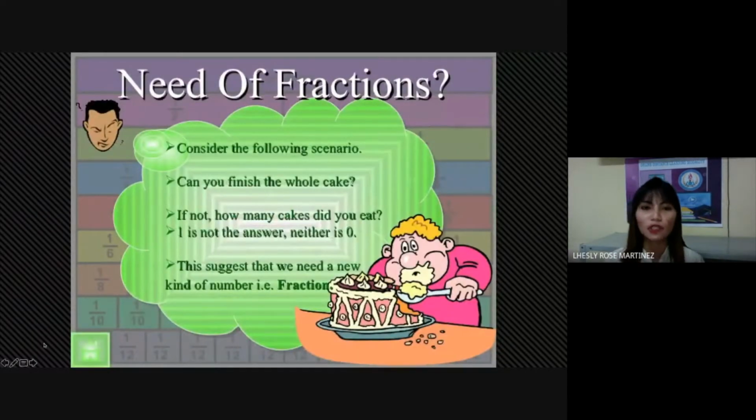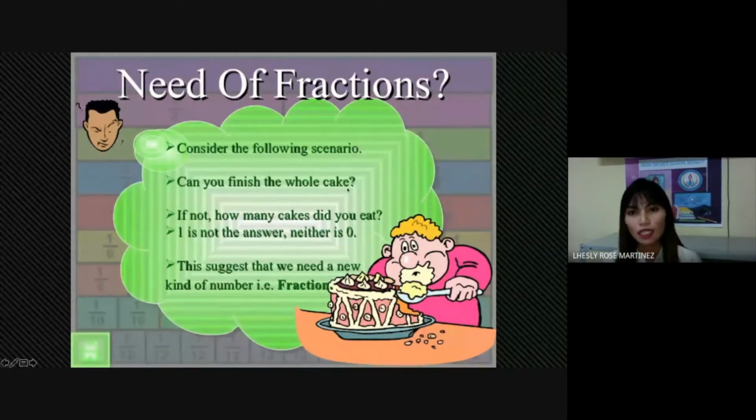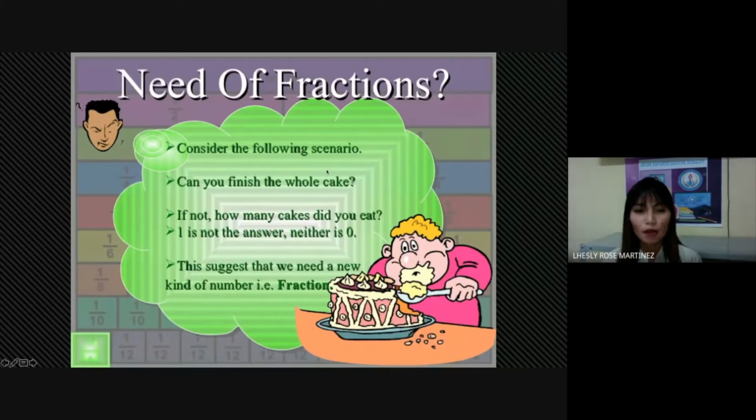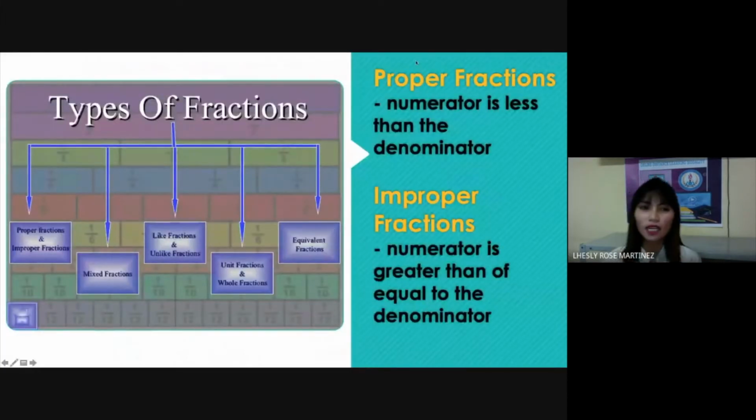Okay, so why do we need fractions? Let's consider the following scenario. Can you finish a whole cake? Anyone who can finish a whole cake? No. Okay, so we cannot finish a whole cake because too much cake will kill you. Because it's very sweet. Lahat ng sobra ay masama. So if we cannot finish a whole cake, how many cakes did we eat? The answer is not 1, and the answer is also not 0. That's why we need another kind of number, which is fractions.